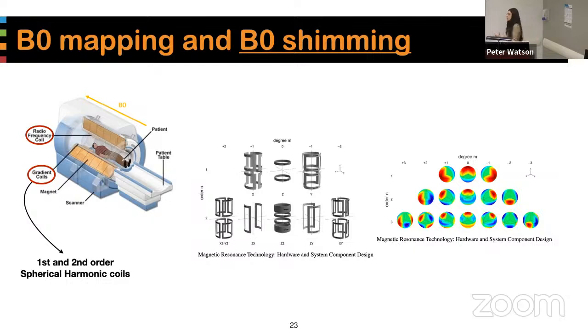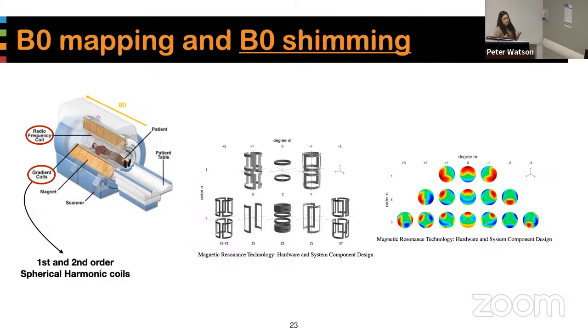Scanners typically come with a few gradient coils, and these gradient coils create spatial harmonic functions. So we have spatial harmonics of various orders, and the gradient coils that are installed will generate the first and second order spherical harmonic functions. So the first order spherical harmonic functions are just linearly varying functions. So linear gradients along X, Y, and Z. And then the second order create shapes that are shown here in this image here.